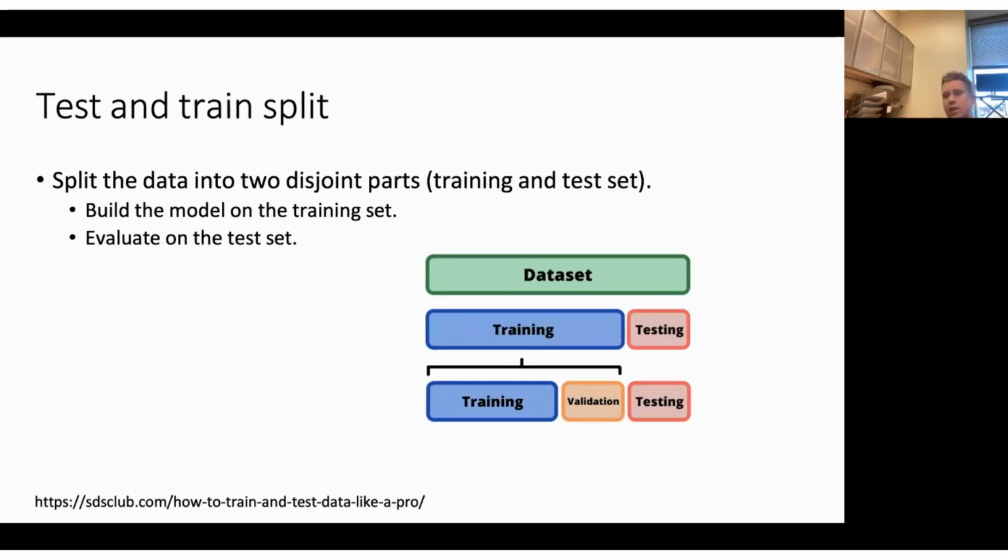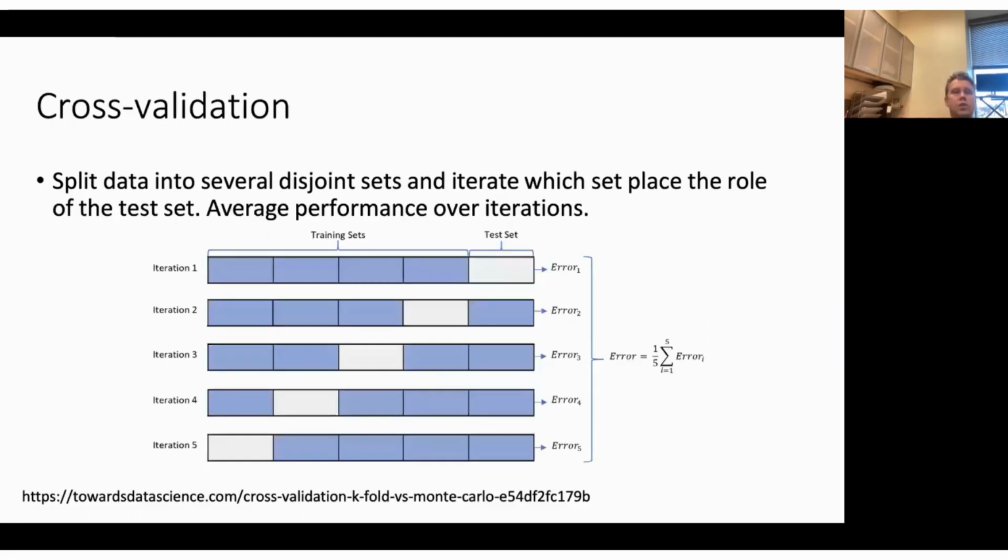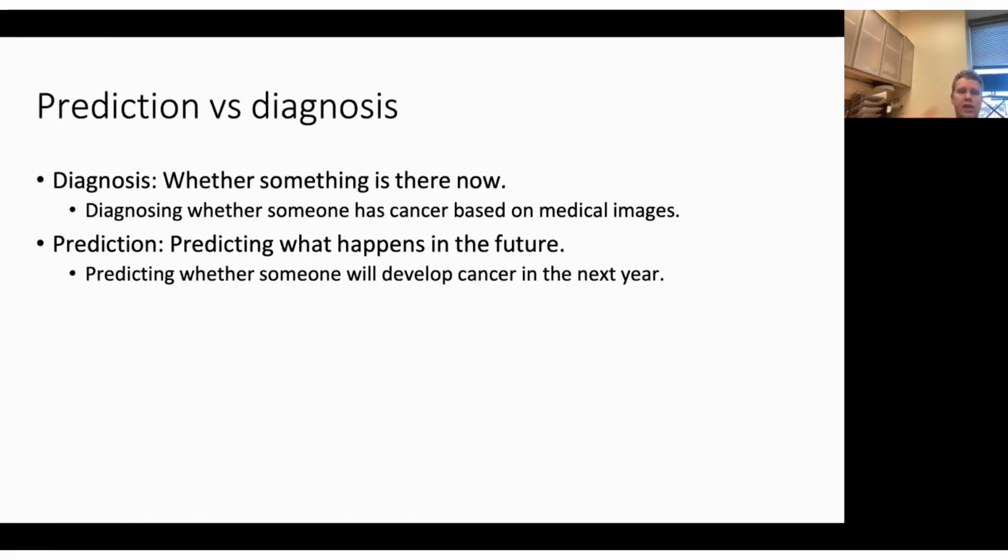And like I said before, test and train splitting is a version of internal validation, and the same can be said about cross-validation. And then there is this concept of prediction versus diagnosis. Diagnosis or detection means detecting whether the condition is here now. Prediction means saying something about the future.